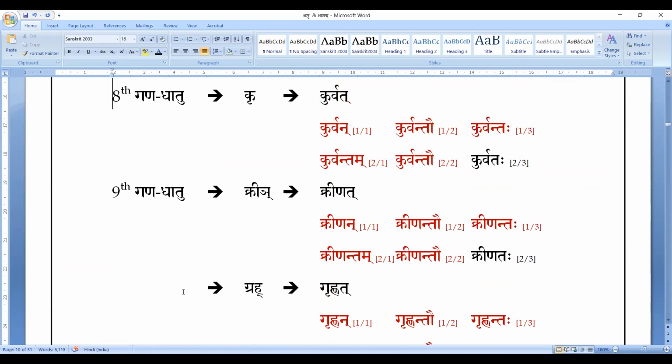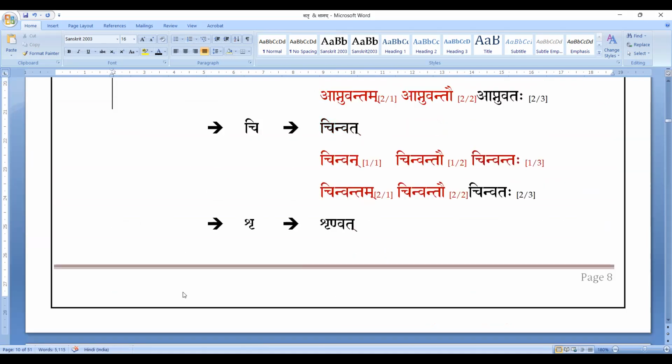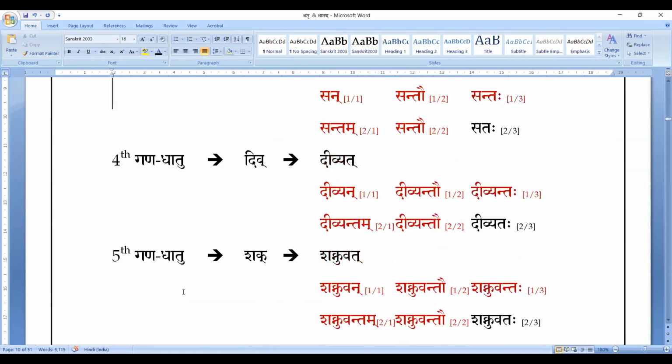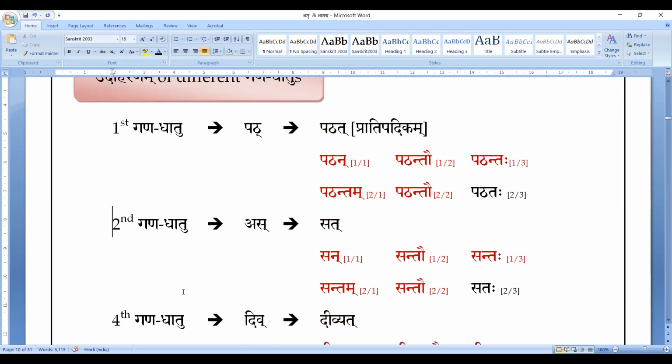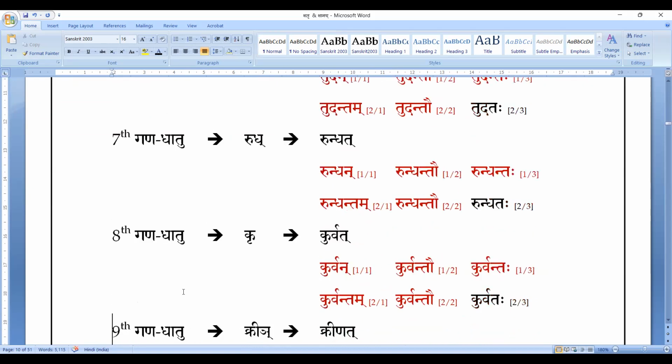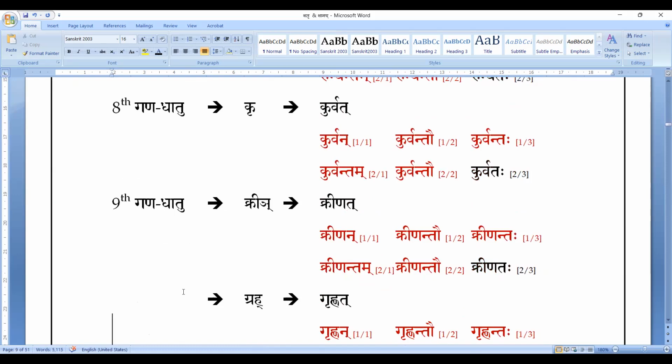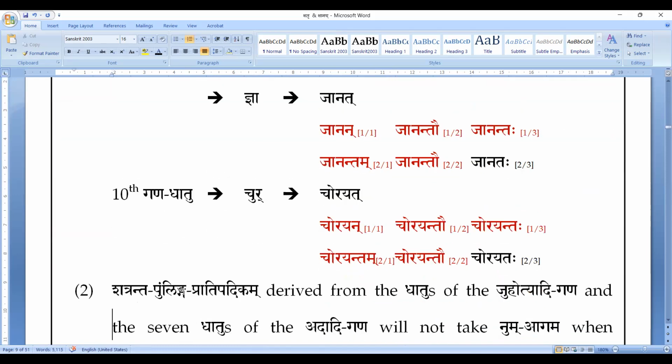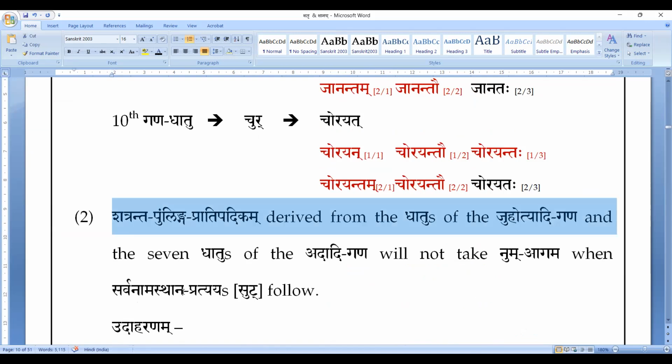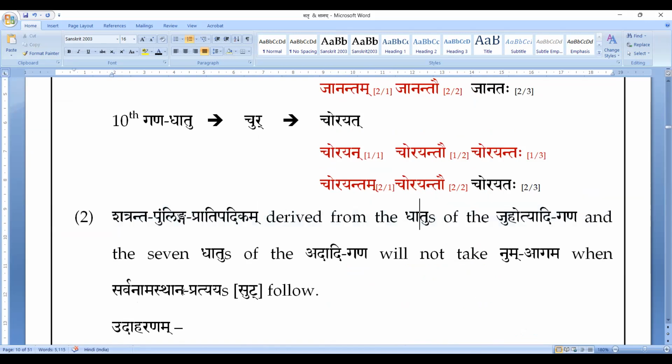Fourth is there, no? Fourth is there. All the ganas are there except third. Except third gana. So third gana, what happens? Third gana and also some dhatus of the second gana. We got some special rules. You see, Shatranta Pullinga Pradiparikam derived from the dhatus of the Jugotyadi.